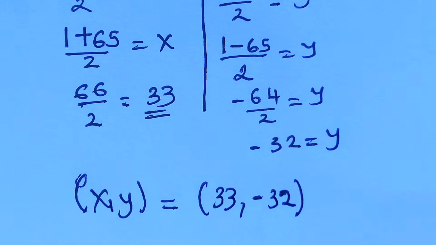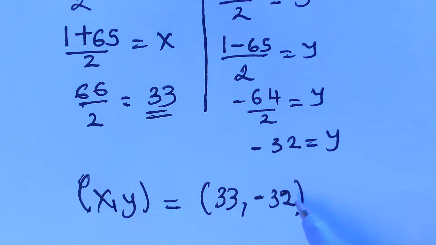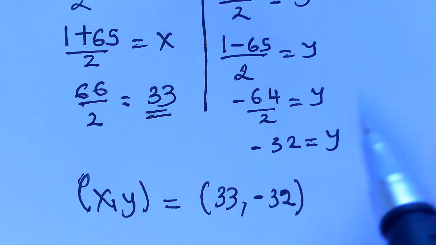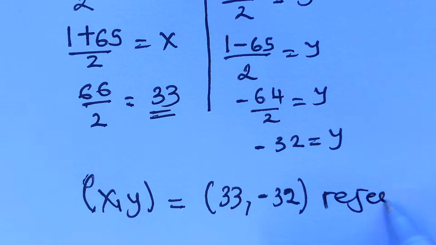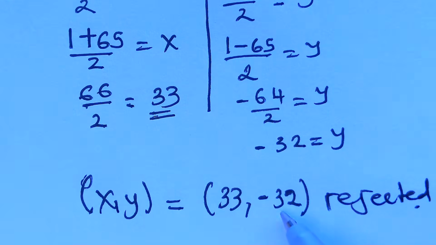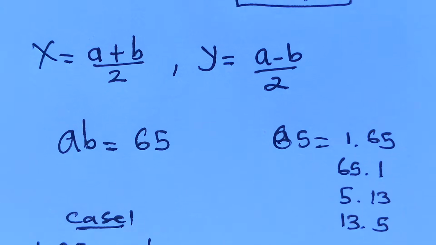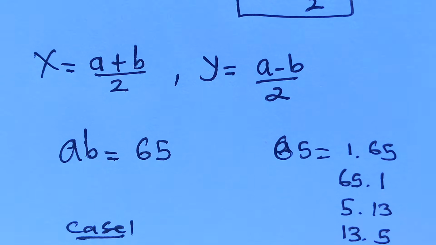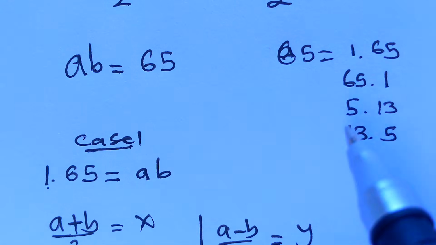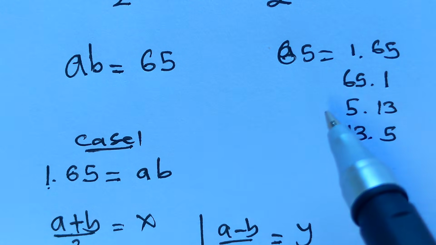If you have noticed, x and y should be elements of natural numbers. To mean that this one will be rejected because y is negative. So what can we do? In order to achieve this, we are going to use equation number 2.